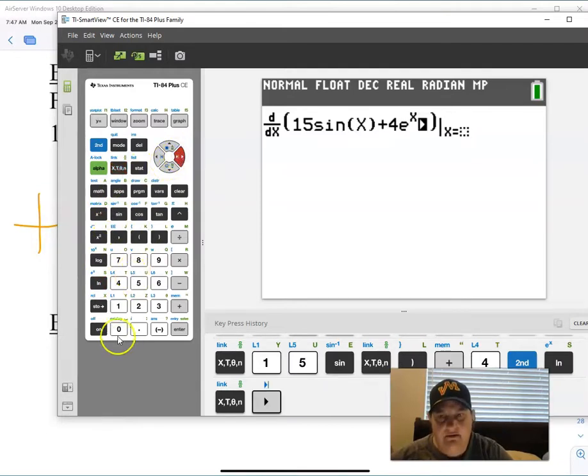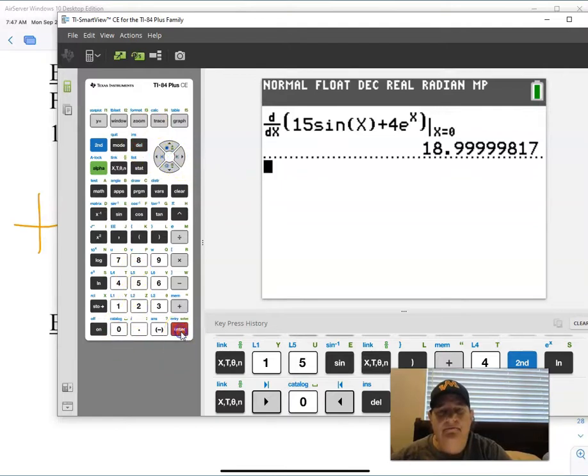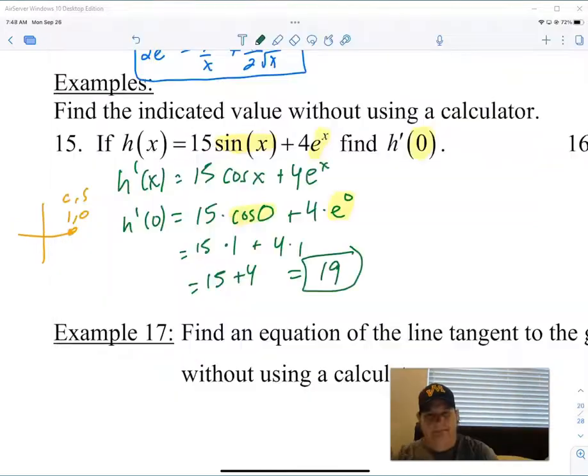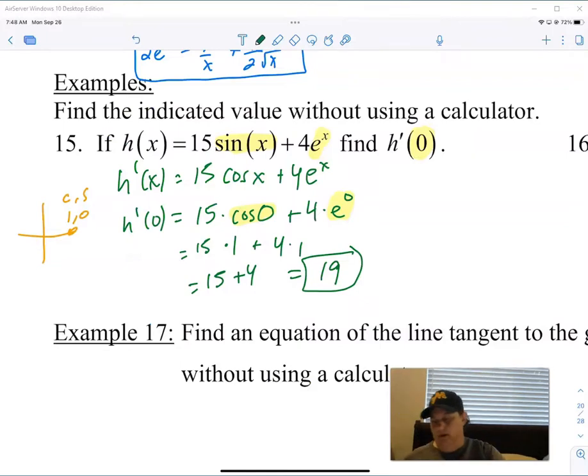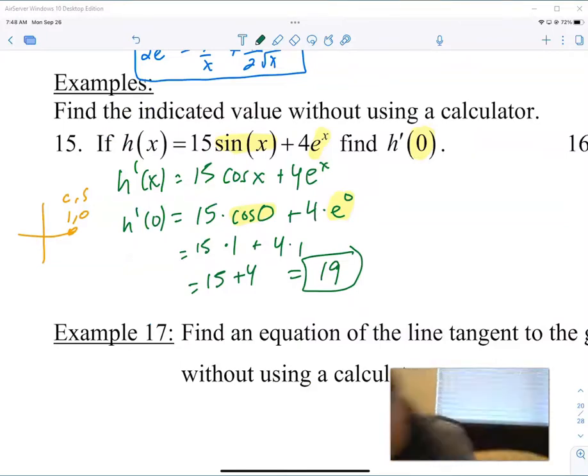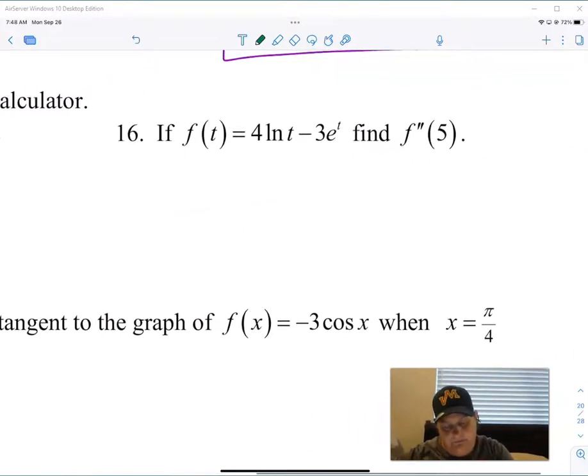Evaluated at 0. Whoops, I meant to put that over here. Okay, we got 18.999, which is basically just 19. Okay. Yeah, so let's take a look at this one.